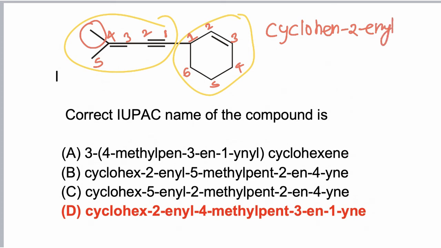Now the main chain is having 5 carbons, hence pent. Multiple bond is present at third position, pent-3-ene and 1-yne, and if double and triple bond both are present, then from ene the E is removed, so 3-en-1-yne, and hence the correct answer is D.